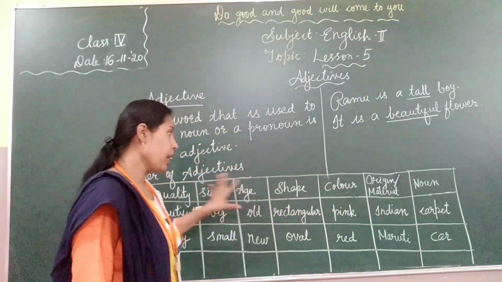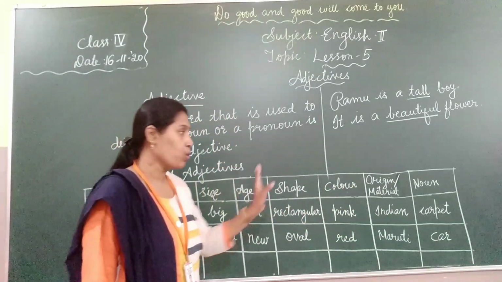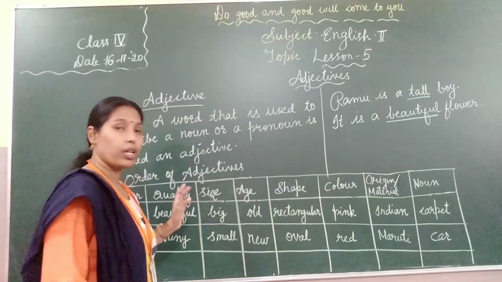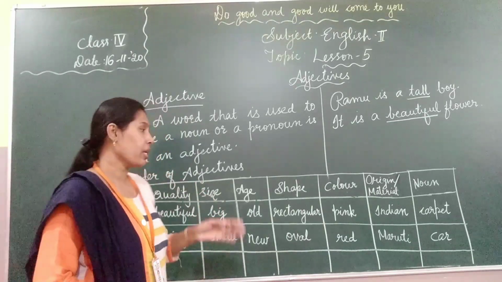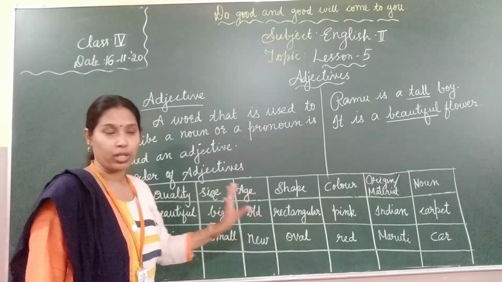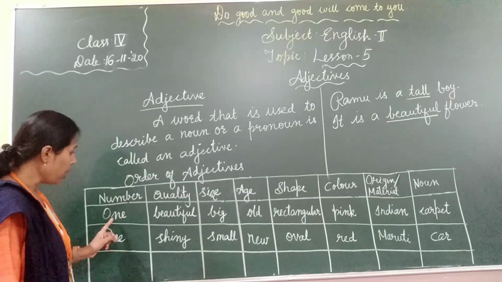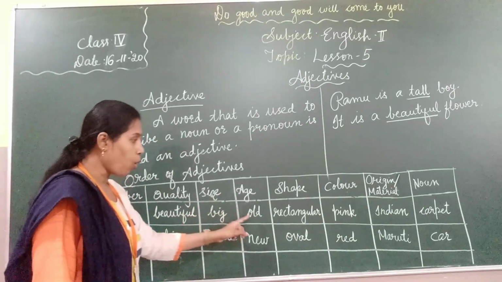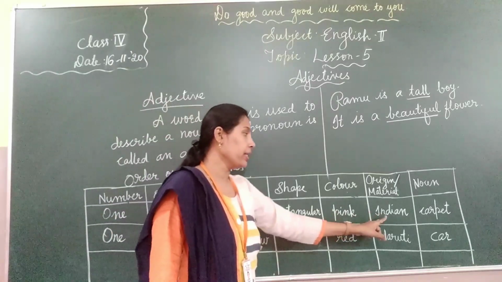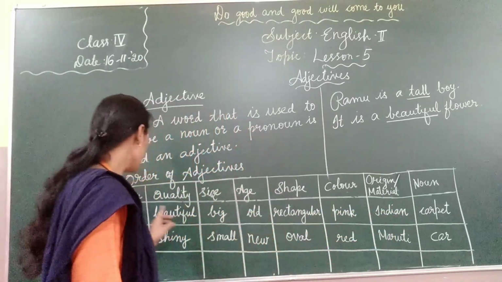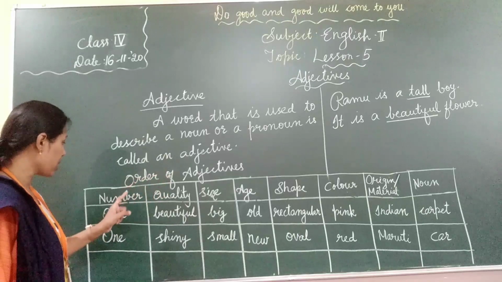Okay, any kind of adjectives you can use before a noun, but if there is more than one adjective, then we have to follow this order. Okay, first should come number. One example you see: one beautiful big old rectangular pink Indian carpet. How is it arranged according to the order of adjectives?